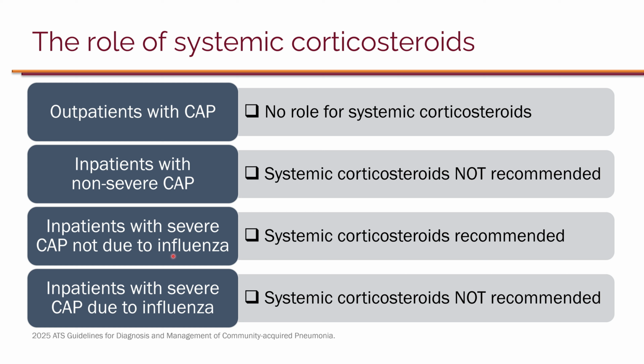And for those who have severe community-acquired pneumonia in the hospital setting, as long as they do not have influenza, systemic corticosteroids are recommended because they can reduce mortality and a few other benefits. However, in patients who have influenza, systemic corticosteroids may actually increase the risk of mortality. So therefore, they are not recommended for those patients with severe pneumonia due to influenza.